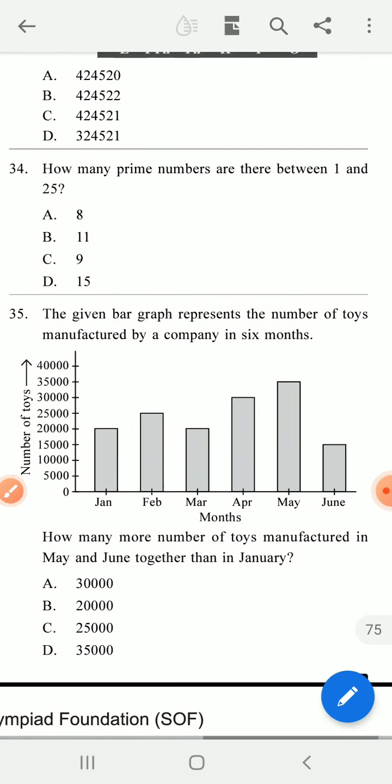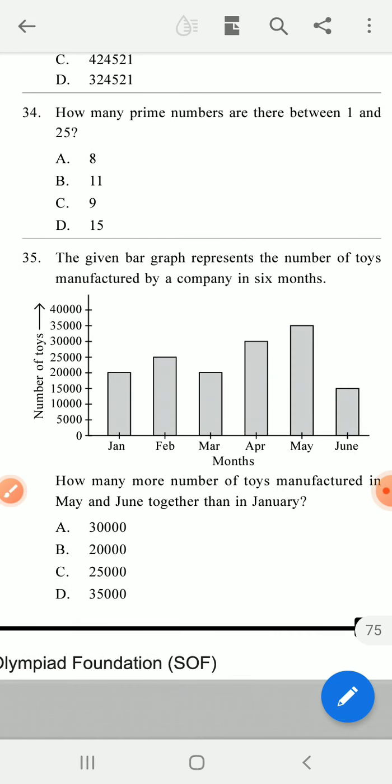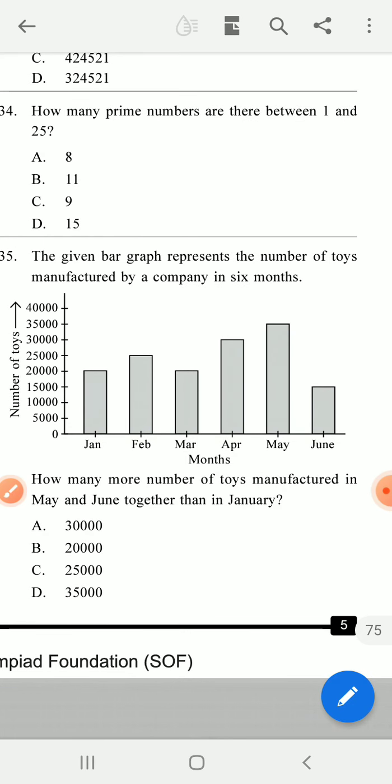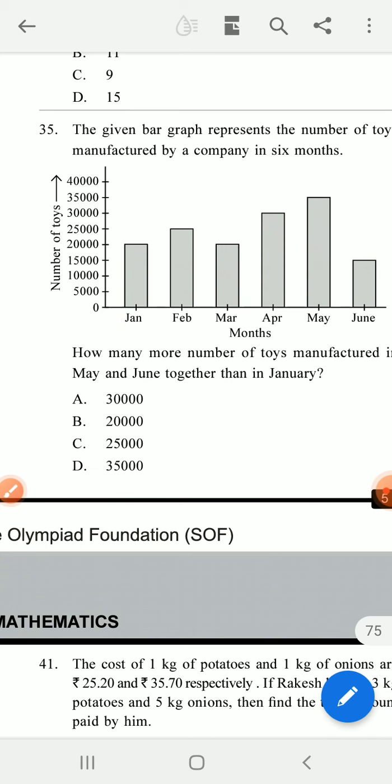Now the 35. The given bar graph represents the number of toys manufactured in a company in 6 months. So first find out how many more toys were manufactured in May and June. Add May and June together, then compare with January, subtracting from January. You can get the answer 35, A.